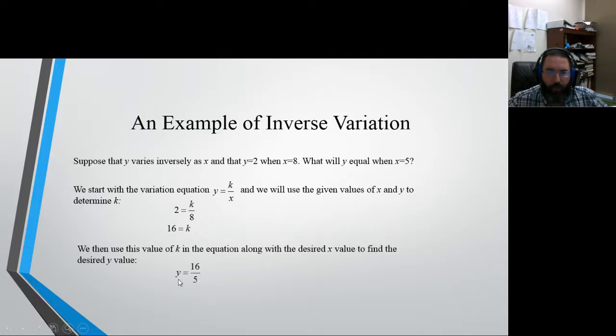So when I plug those in, I get y is equal to 16 over 5, and that simplifies to y being equal to 3.2. So under this relationship, when x is 5, y will be equal to 3.2, which is actually bigger than 2, so it did do what we expected.